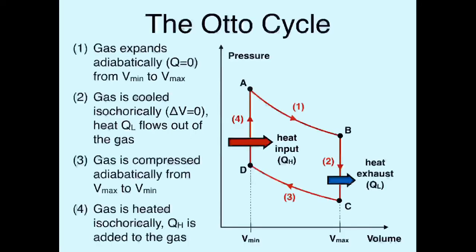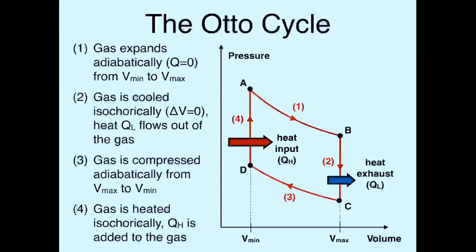Okay, so next we'll talk about another type of engine cycle. It's called the Otto cycle. And this is a pretty good approximation of what's going on inside of a car's engine. So it describes pretty well what's going on in an internal combustion engine. So this is what an Otto cycle looks like when we plot it out on a PV diagram.